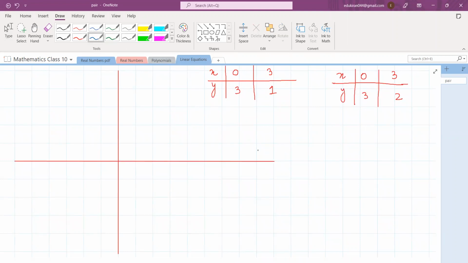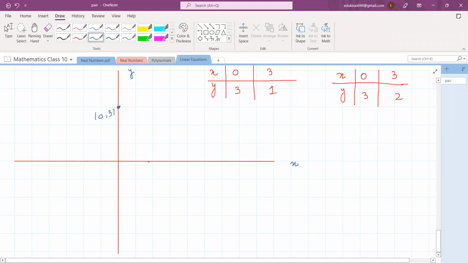All right. So this is my x-axis, this is my y-axis. Let us start. When x is 0, y is 3. So this point is your 0 and 3, clear? When x is 3, that means 1, 2, 3, y is 1, this point. So this is your 3 and 1. So one line. Use your scale, I'm just drawing it like this.